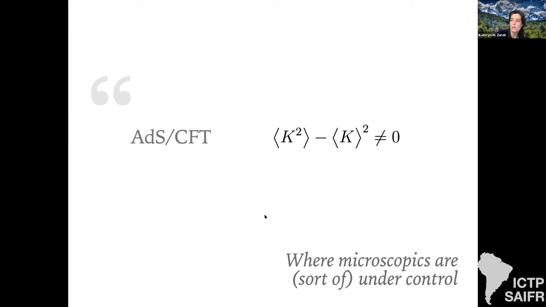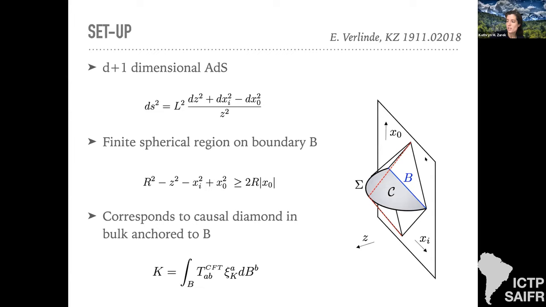And when I say microscopics are sort of under control, of course, it's not well understood how precisely to do bulk reconstruction. So we're still going to be looking at macroscopic observables. So here's our setup. We have the boundary. We have a causal diamond that is propagating into the bulk. And then we're going to anchor our mirror on this surface sigma. The surface sigma, for those of you who are familiar, is the Ryu-Takayanagi surface.